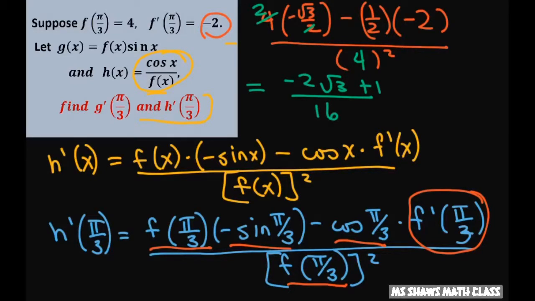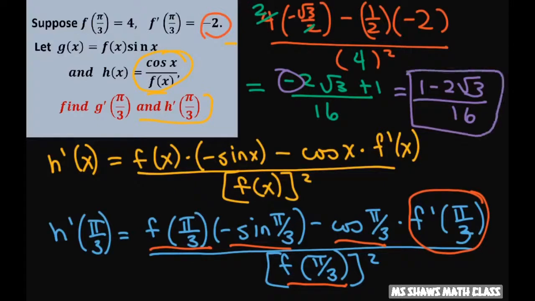And if you want, since we don't like to lead with negative, you could rewrite this. You don't have to. Minus 2 square root of 3 divided by 16. Just looks a little better.